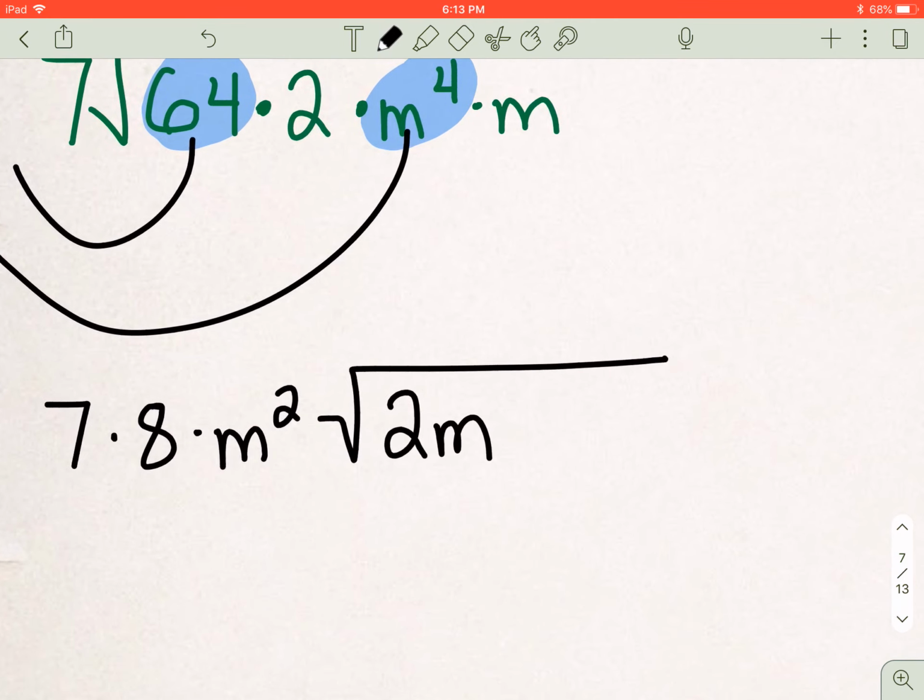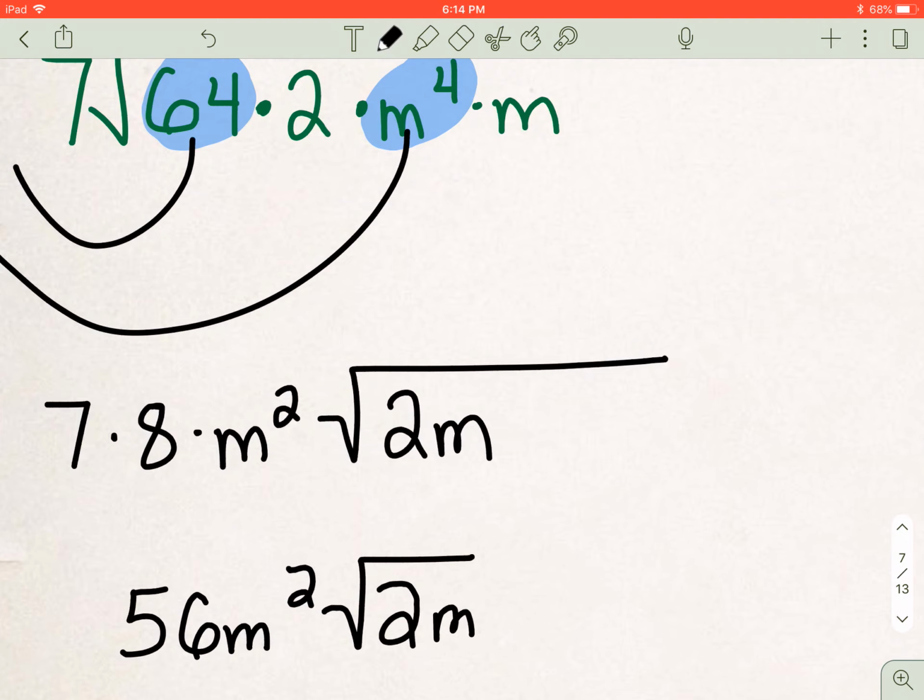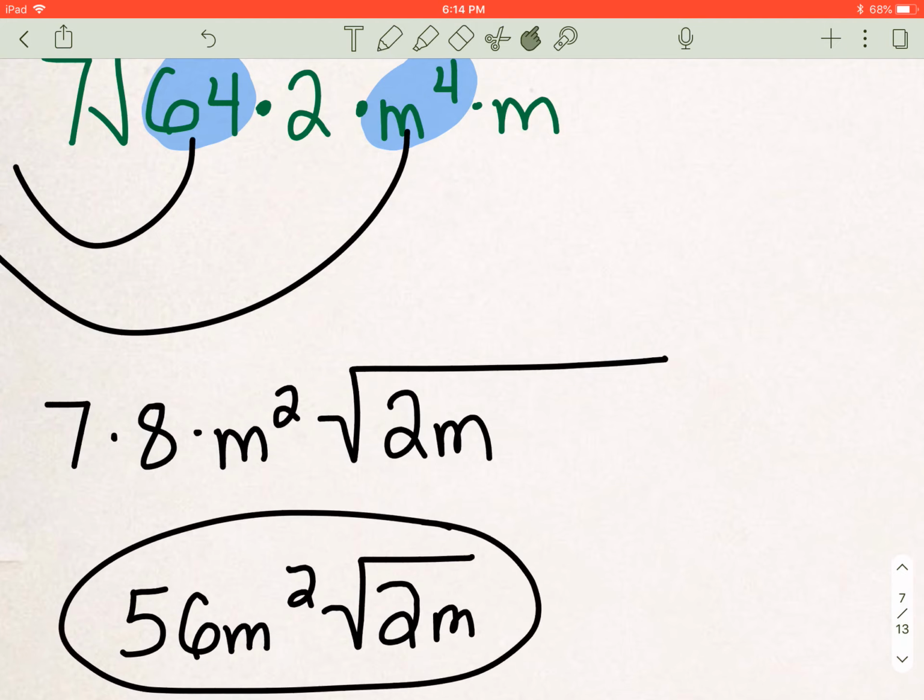And so then I do 7 times 8 is 56 m squared times the square root of 2m. And that is the answer to that one right there. Okay.